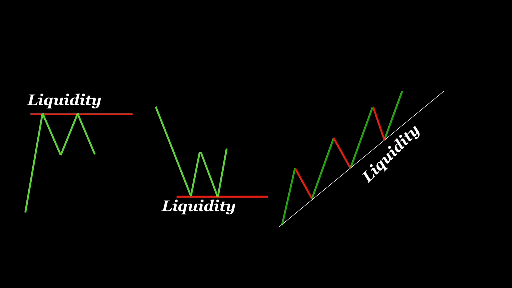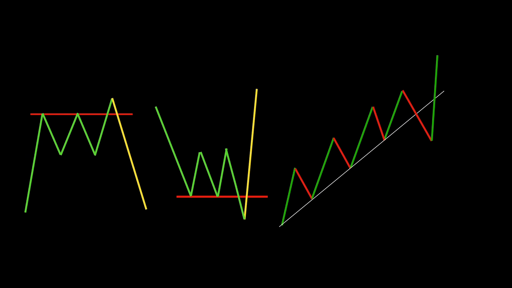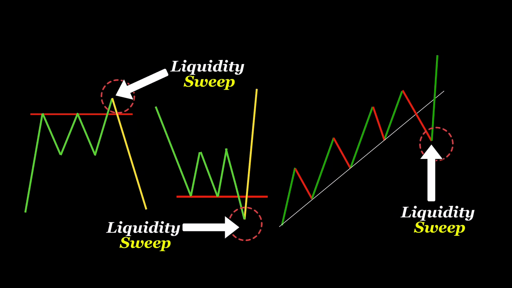So what do they do? They intentionally drive the market toward those zones to collect that liquidity, fill their positions, and then move price in the direction they actually intend. This is the reason you see bull traps above resistance, bear traps below support, and why so many traders get caught on the wrong side of the move.